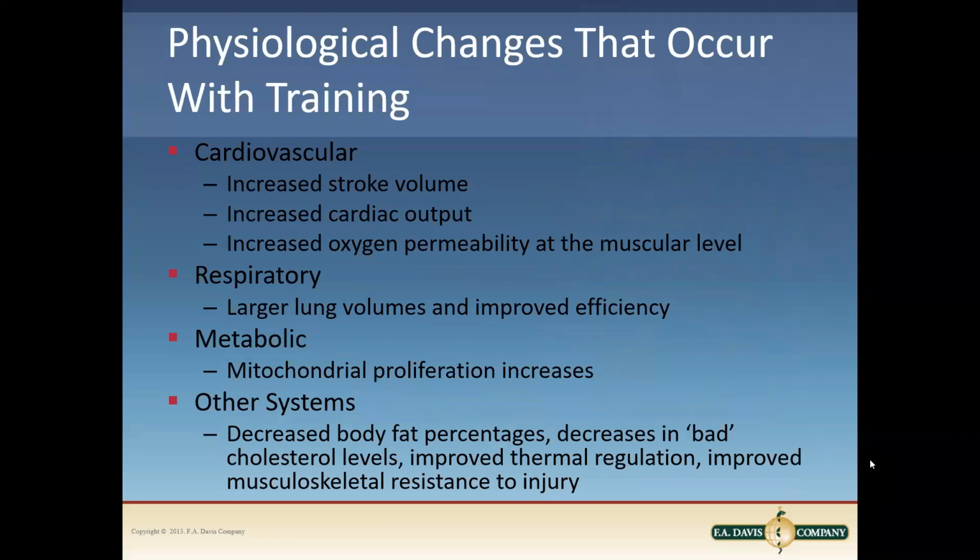All right. Cardiovascular, physiological changes. As you train, you increase your stroke volume. You increase your cardiac output, and you increase your oxygen permeability, meaning overall, the longer you train with exercise, the better your heart and your blood system works. Your respiratory system, you get larger lung volumes and improved efficiency. Your metabolic system, your mitochondria, improves and actually proliferates, meaning there's more mighty mitochondria throughout your whole body. And then overall, you have decreased body fat percentages, decreases in bad cholesterol, improved thermoregulation, improved musculoskeletal resistance to injuries, right?